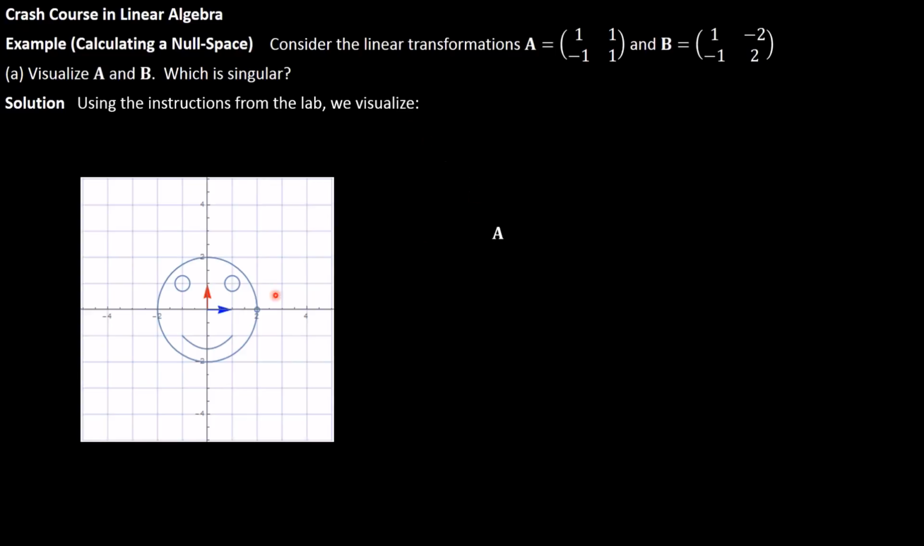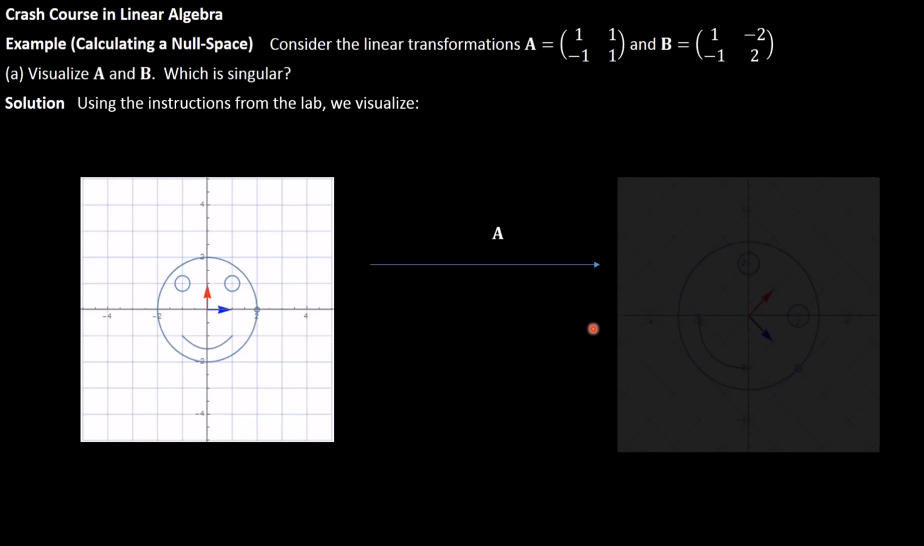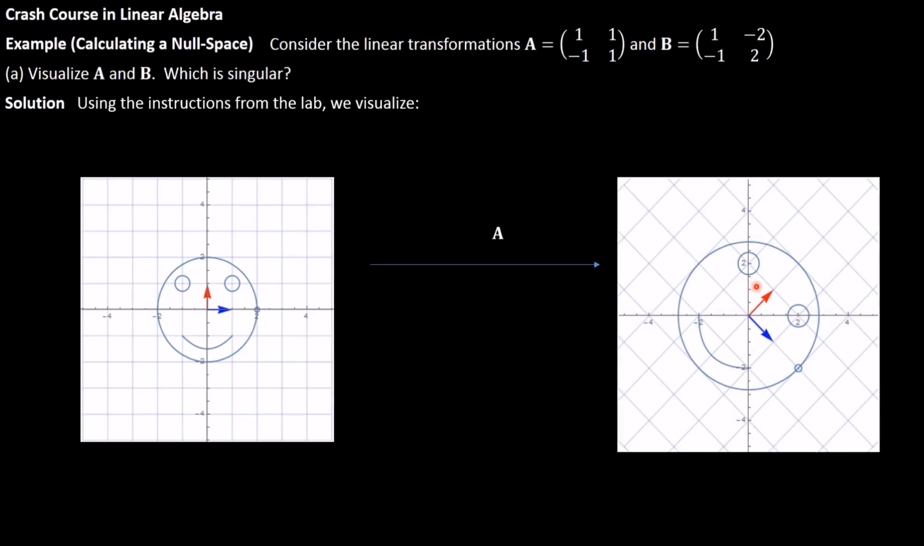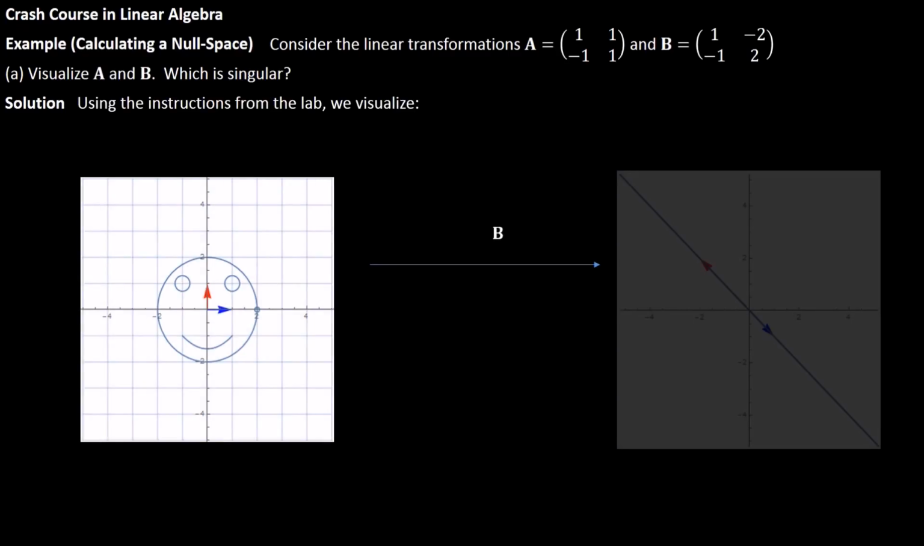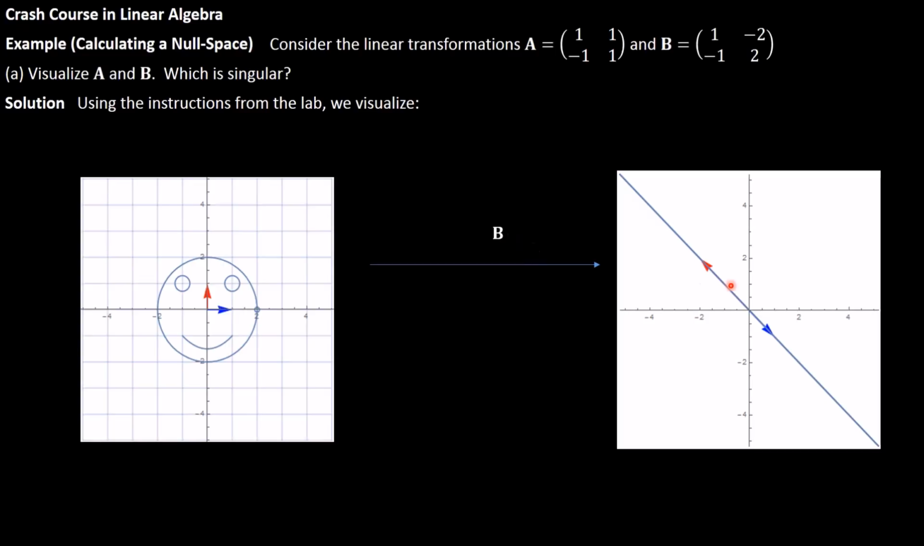Here's our smiley face, and here's what it looks like in the image when we use the matrix A. As you can see, it is definitely not a singular matrix. It is a bijection. So that's what it looks like. That's all I have to say about it. Non-singular. On the other hand, if we look at B, B does compress the image onto a line.